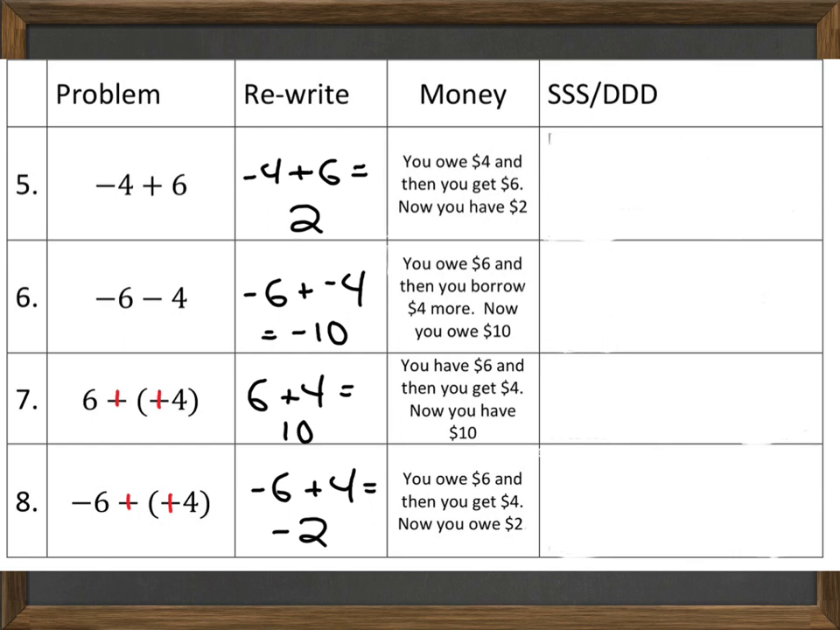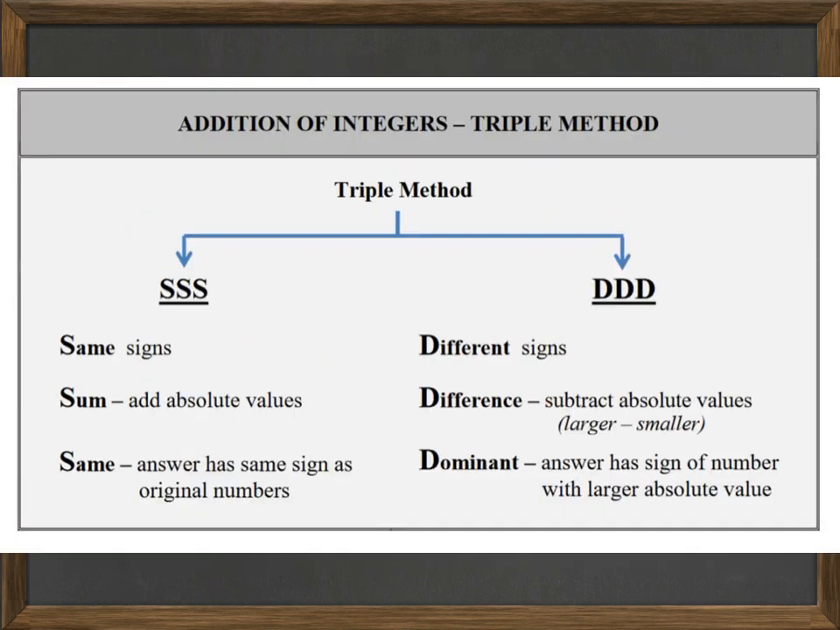And I want to introduce you to a third way of understanding it, and that's the SSS-DDD method. So here is what they're calling the triple method. Okay, the triple method says that if you start out with 2 numbers that have the same signs, then you just sum the numbers, the absolute values. Just ignore the signs and just add the numbers themselves. Okay? Then the sign of the answer is going to be the same as the original numbers.